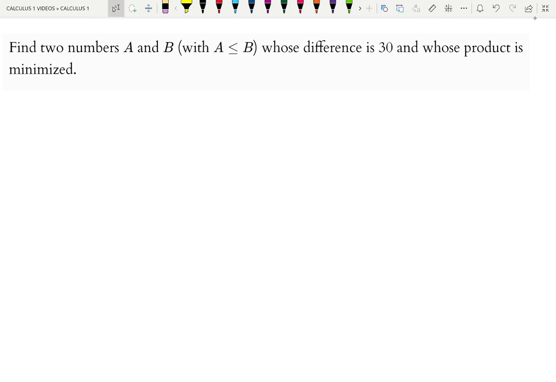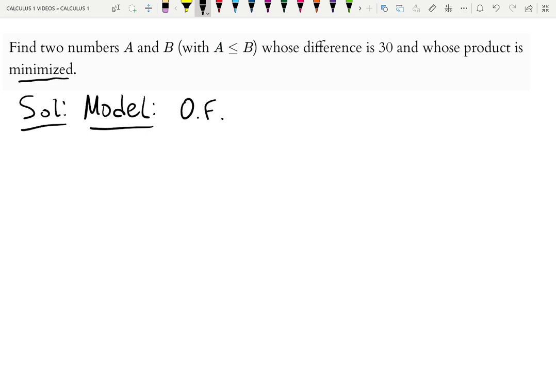Find two numbers a and b where a is less or equal than b, whose difference is 30 and whose product is minimized. Let's start. We need to create a model where we will have two equations. One will be an objective function. That is the function that we need to optimize, in this case, to minimize. And constraints. Constraints are basically restrictions.